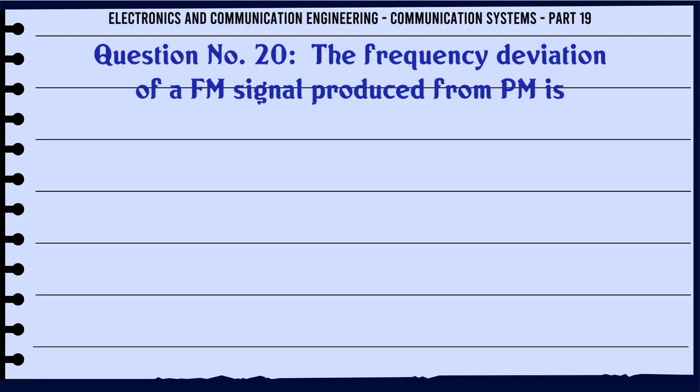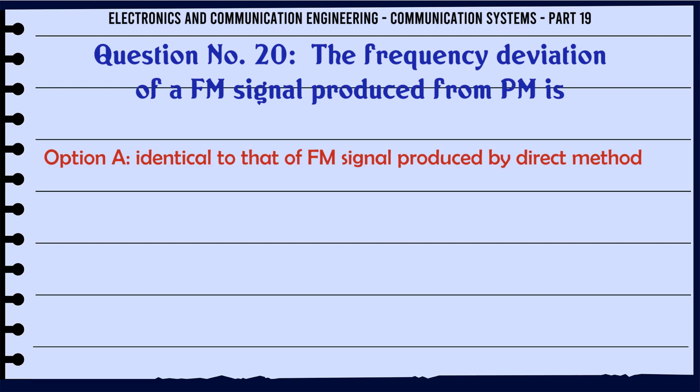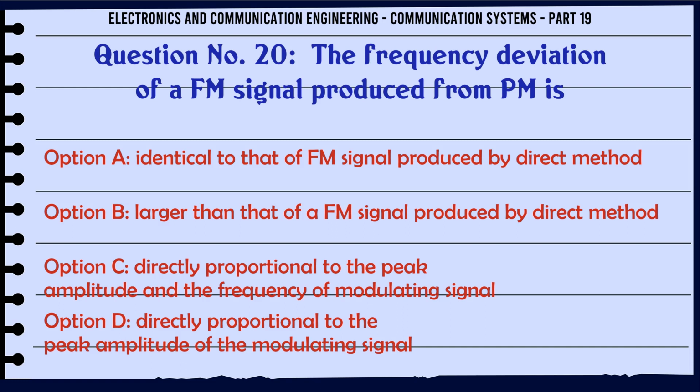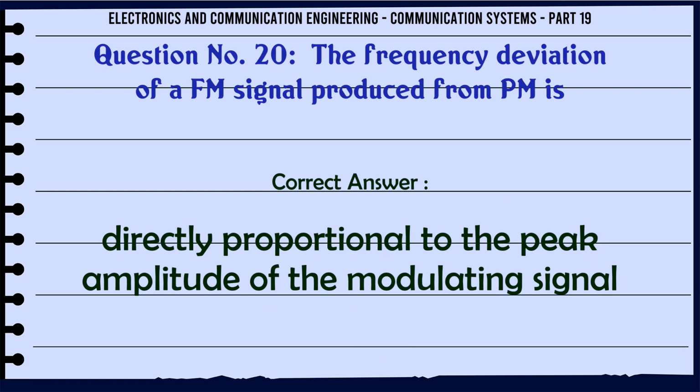The frequency deviation of a FM signal produced from PM is A. identical to that of FM signal produced by direct method, B. larger than that of a FM signal produced by direct method, C. directly proportional to the peak amplitude and the frequency of modulating signal, D. directly proportional to the peak amplitude of the modulating signal. The correct answer is directly proportional to the peak amplitude of the modulating signal.